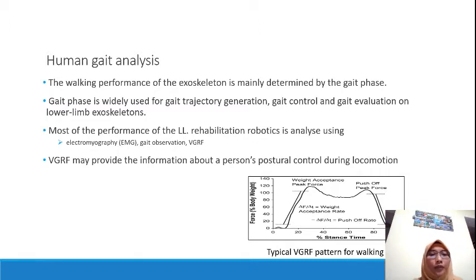The working performance of the exoskeleton is mainly determined by the gait phase. The gait phase is widely used for gait trajectory generation, gait control, and gait evaluation on lower limb exoskeletons. Most of the performance of lower limb rehabilitation robots is analyzed by using electromyography, EMG, or gait observations. Gait observations only provide information on kinematics, which is movement parameters, and EMG gait analysis lacks stability.